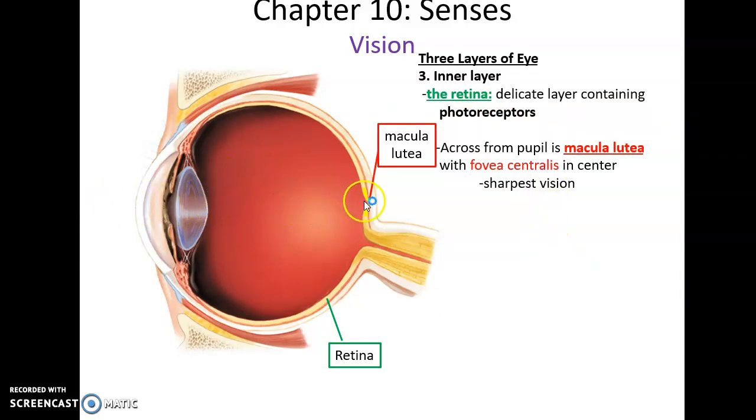Directly across from the pupil is a structure called the macula lutea. It's a little tiny depression, and at the center of the macula lutea is a region called the fovea centralis. The fovea centralis is where we have the absolute sharpest, best vision. So the macula lutea houses the fovea centralis, and this is where we get the absolute best, sharpest, clearest field of vision directly across from the pupil, where light just goes by a straight line.